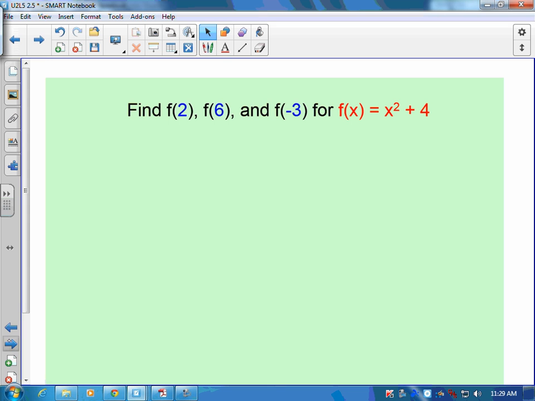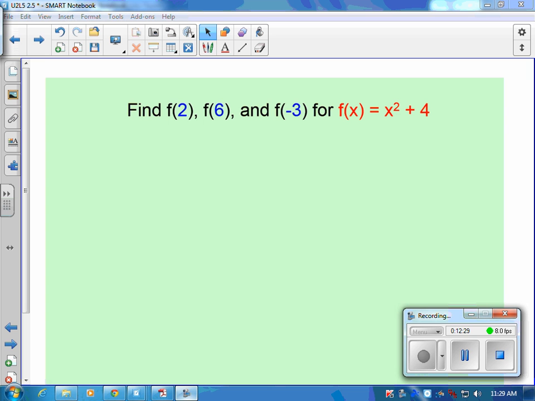On your notes or on a separate sheet of paper, you should have some room at the bottom if you want to just pull out a blank sheet of paper. I want you to be working on this example. So write down the function and then use these input values to find the corresponding output. Make sure you are using the correct notation.